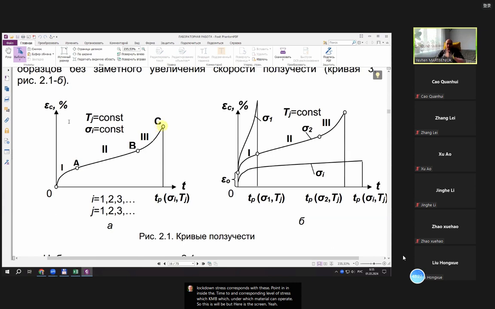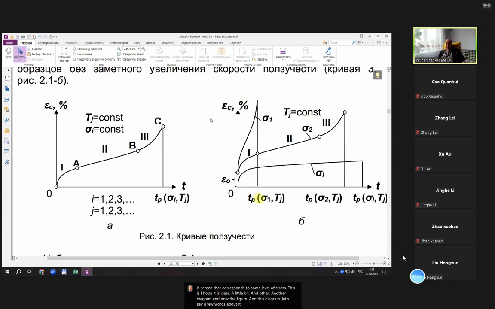But this is strain that corresponds with some level of stress, and this is time to fracture. I hope it is clear a little bit. Another diagram, another figure, and this diagram, let's say a few words about it.